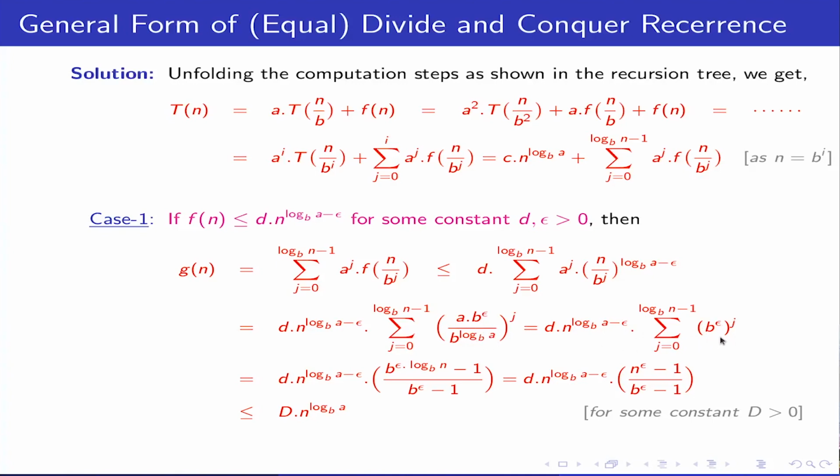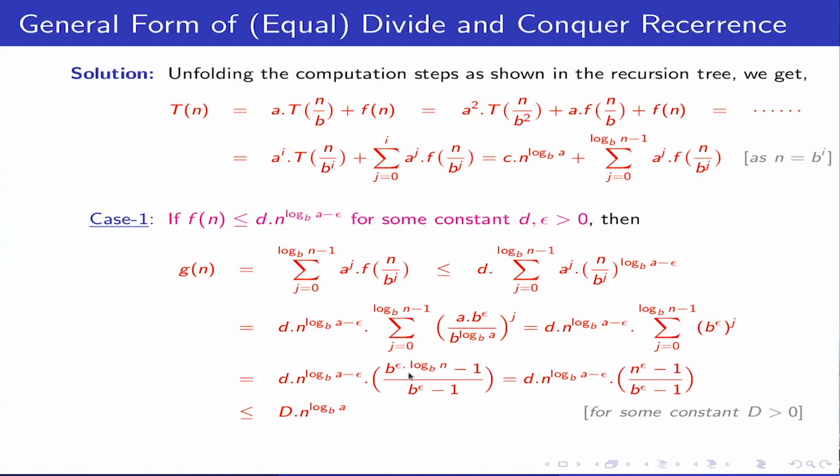Now when this happens, it means that you are going from 0 to this. This is a GP series. This is this minus 1 by b to the power epsilon minus 1, because some term to the power j is increasing in geometric progression; if you add it, you get this one. What is this one? Now you see this one, if you simplify it, this term.